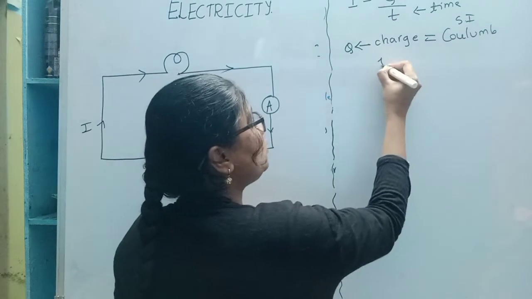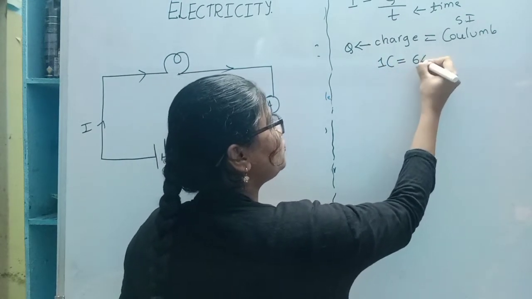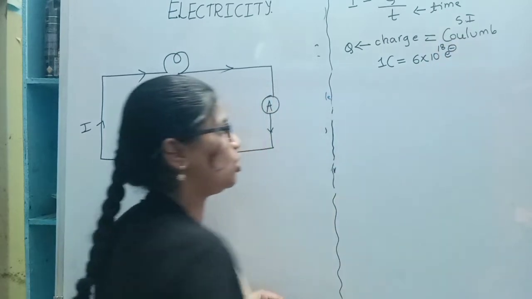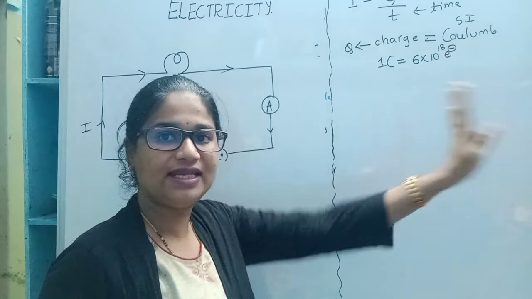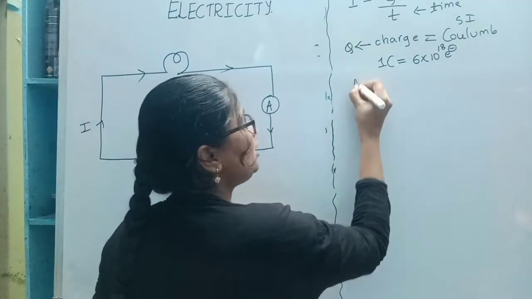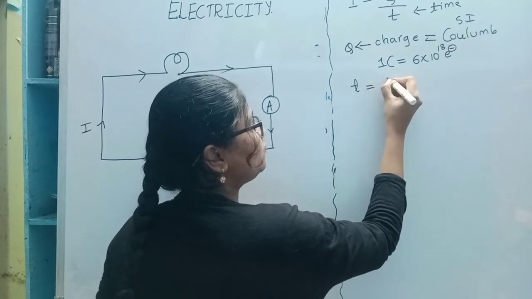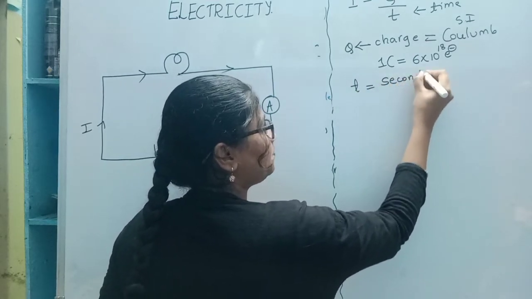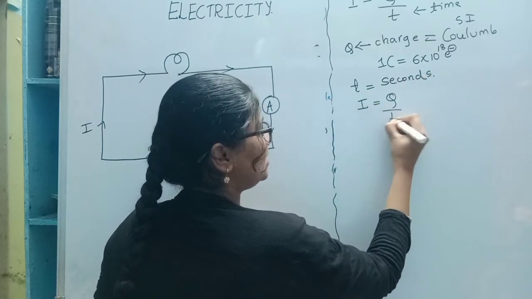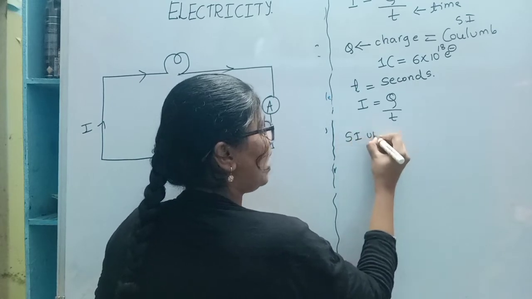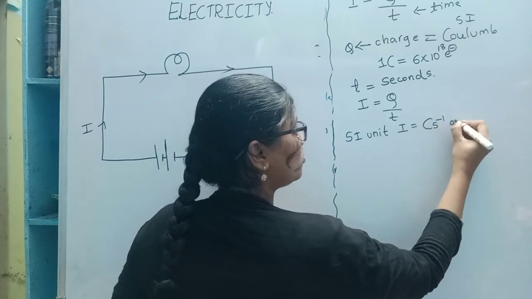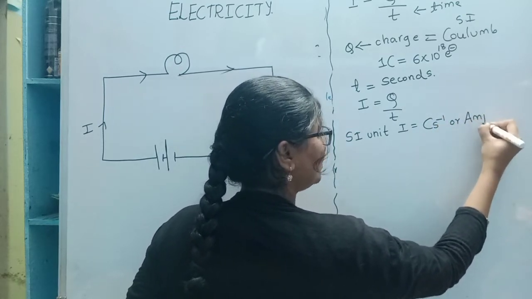1 coulomb is equal to the flow of charge of 6 into 10 raised to 18 electrons. This is the charge, or the SI unit coulomb. And we know that the SI unit of time is seconds. So we can write I is equal to Q by T, and the SI unit of I, that is current, will be coulomb per second, or we can also write it as ampere.